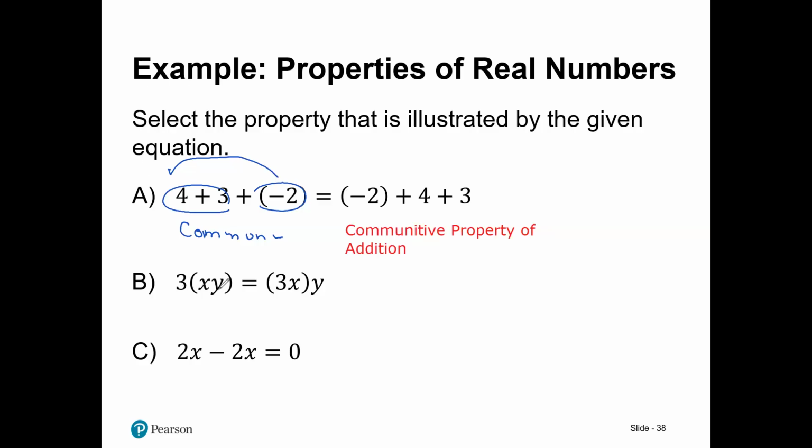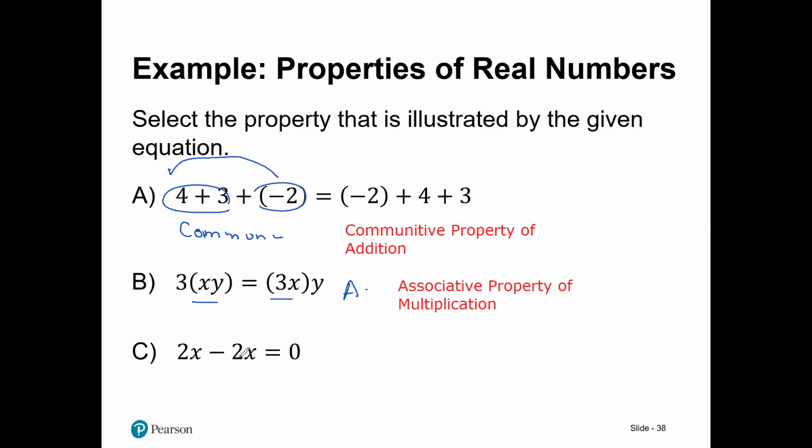Here we have 3 times x times y, and now we have 3 times x together, and then times y. So we have multiplication here. Also, what we see is we changed the grouping, who groups with who. So this is the associative property. Like I said, we got the associative property of multiplication.